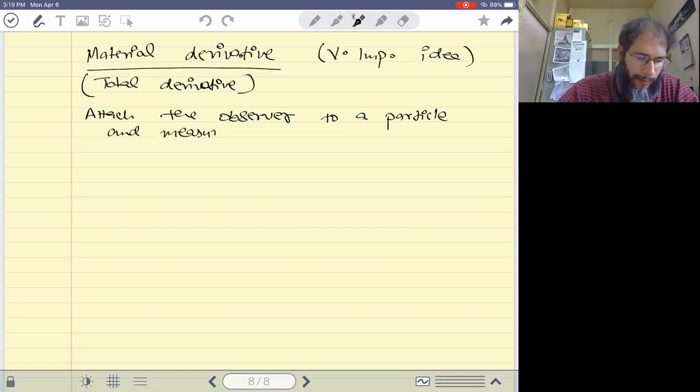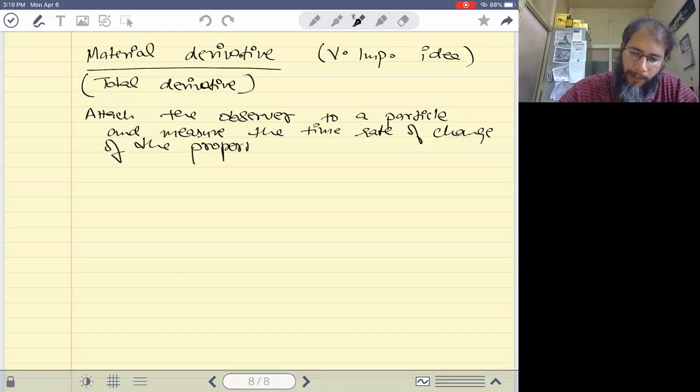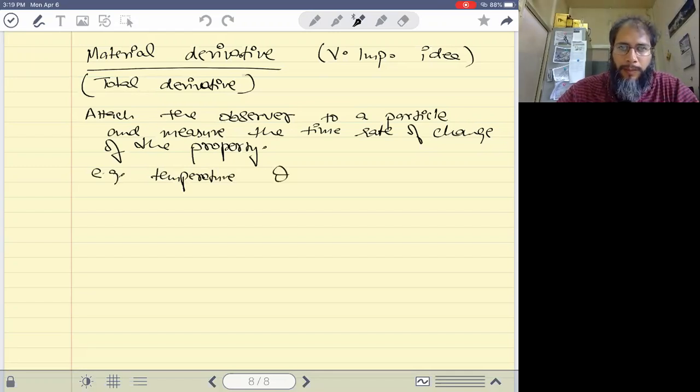and then you measure the time rate of change of the property. So let this property, for example, be temperature, which we denote using theta. So what we are saying is that the material derivative of temperature theta means you sit on some particle, hypothetically, and measure the time rate of change of the property.